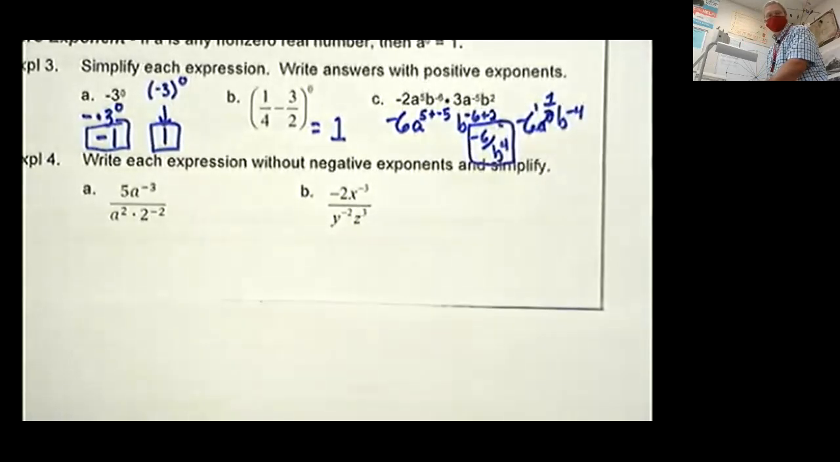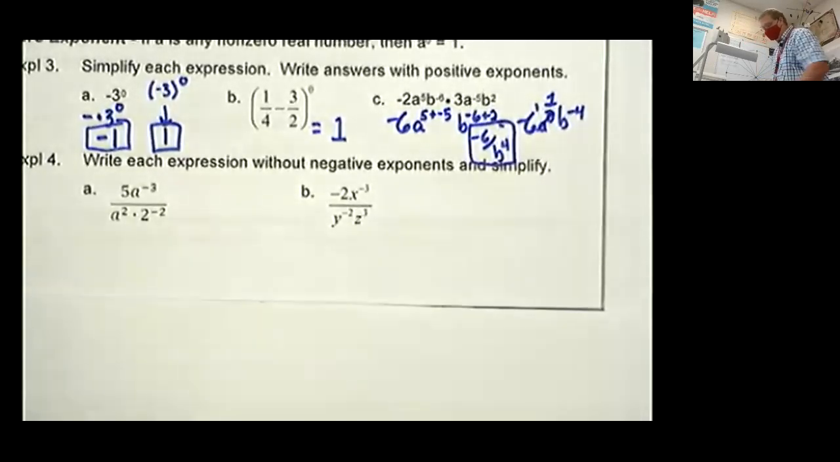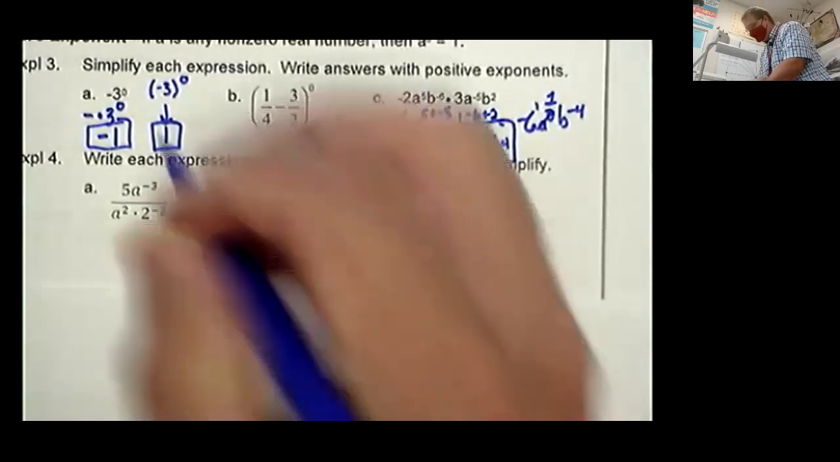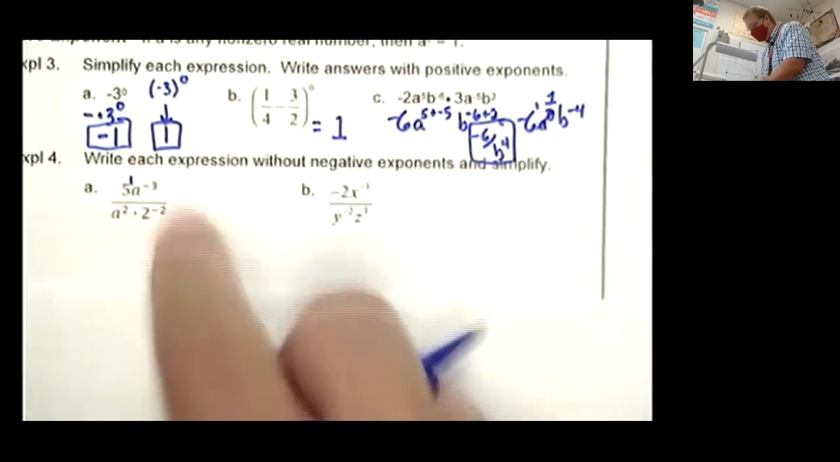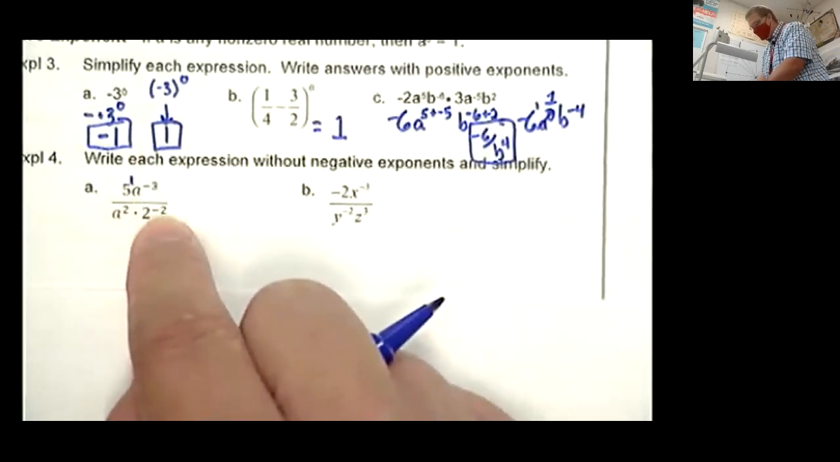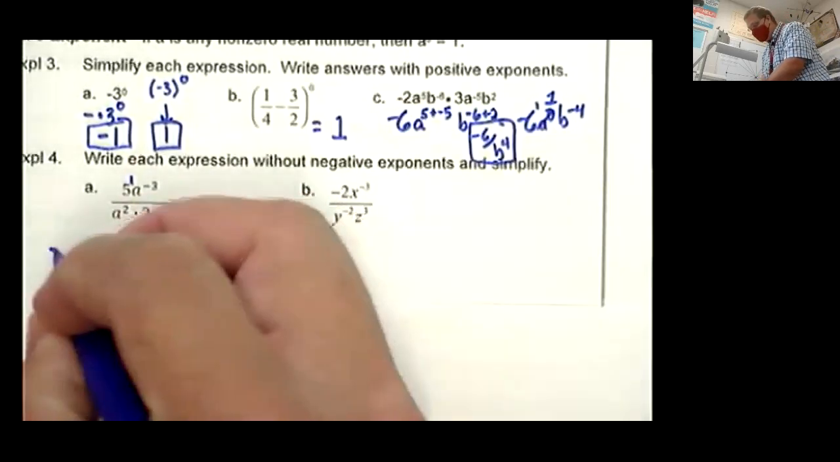Then we can start getting into some bigger problems like letter A. Write each expression without negative exponents and simplify. So there's a couple ways you can do this. One thing you can do first is to write everything in terms of positive exponents. So again, 5 has a 1, a has a negative, a squared is positive, 2 has a -2. So we're going to rewrite everything with positive exponents.